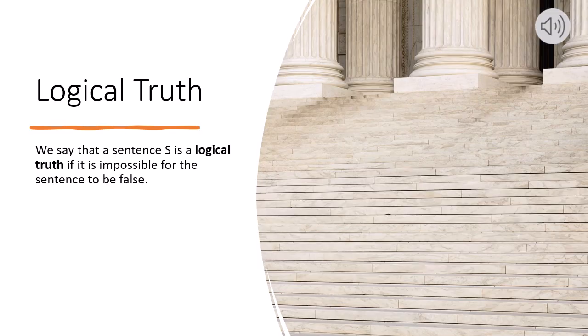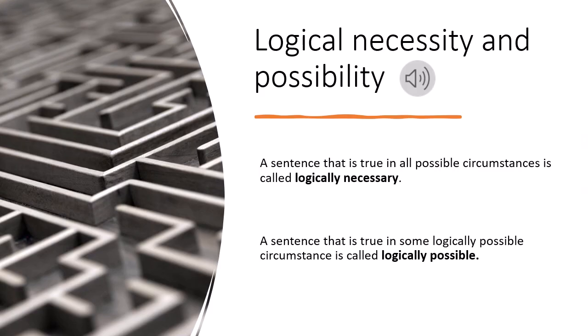Closely related to the idea of logical consequence is the notion of logical truth. And we'll say that a sentence S is a logical truth if it's impossible for the sentence to be false. A sentence that is a logical truth is also said to be logically necessary, meaning that that sentence is true in all possible circumstances. Now, a sentence that's true in some possible circumstance is said to be logically possible. Now, these two terms are vague in the sense that we haven't really said what a possible circumstance is.